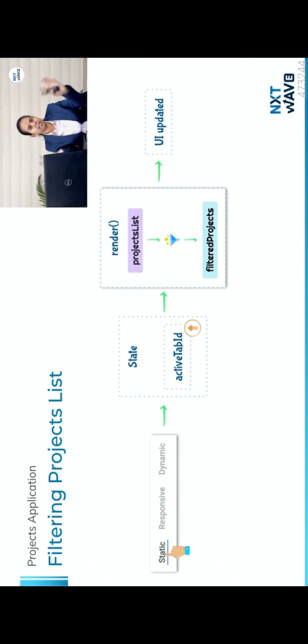Okay, we can do that. So let's understand the flow. When the user clicks on a particular tab item, then we'll update the active tab ID present in the state.